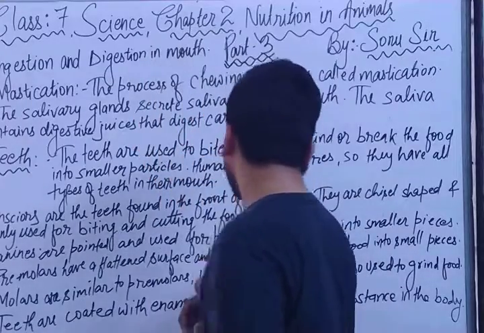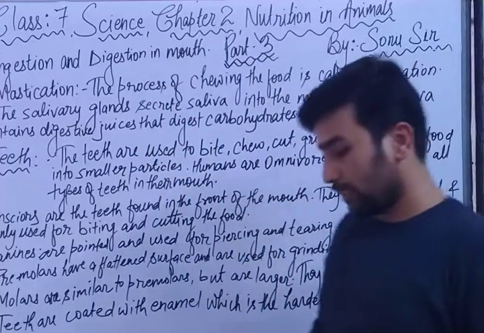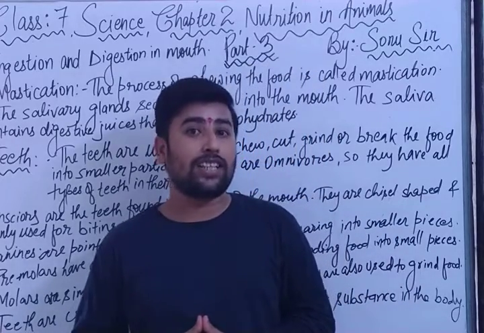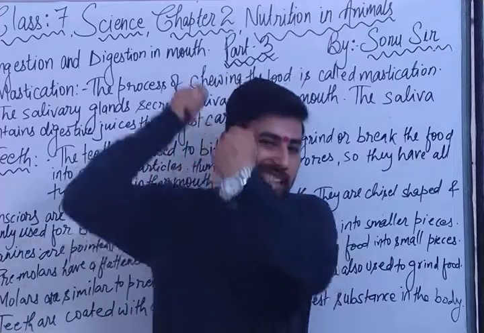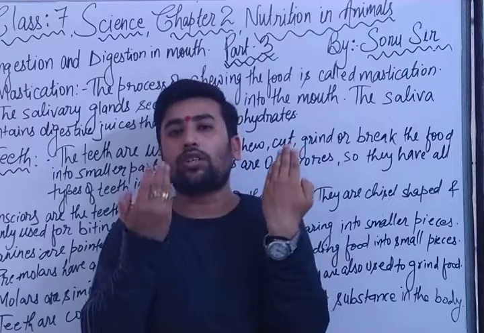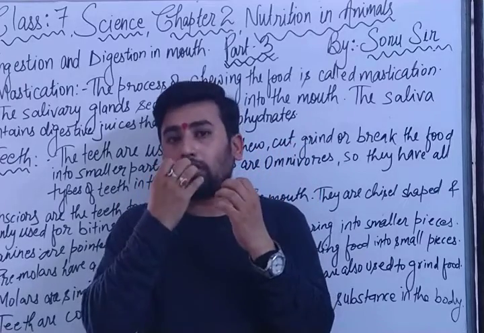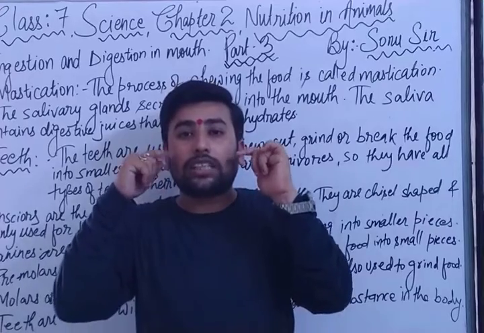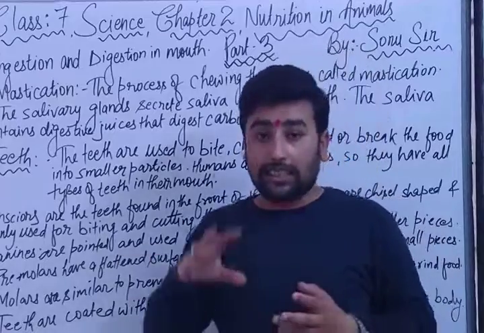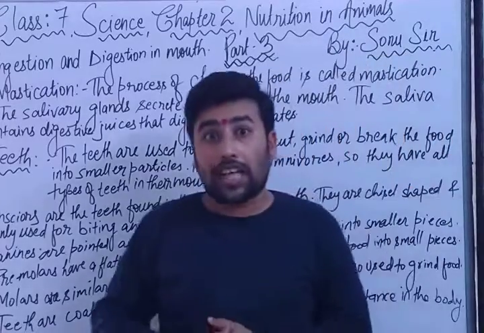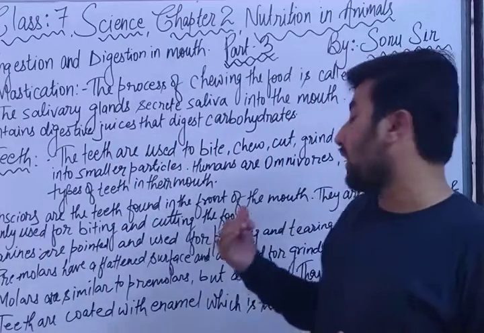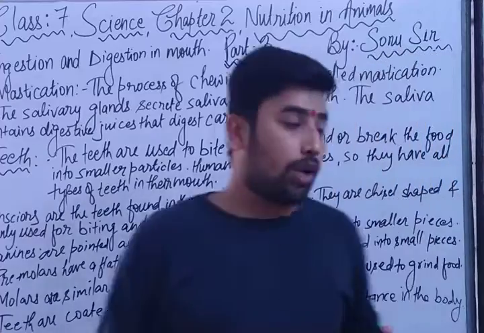Second one is canines. Canines are pointed and used for piercing and tearing into smaller pieces. What happens after cutting or biting? You may have eaten sugar cane, right? We tear the sugar cane. After the incisors, on both sides, there are 2 teeth at the top and 2 teeth at the bottom. Those are called canines. These canines are pointed, like tiger teeth. The pointed teeth are called canines, and they are used for tearing food into smaller pieces.